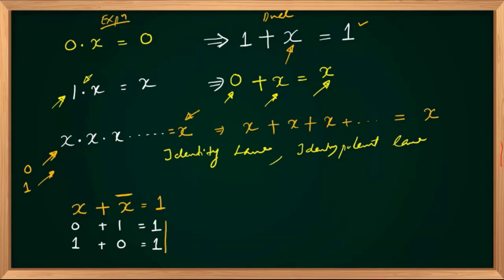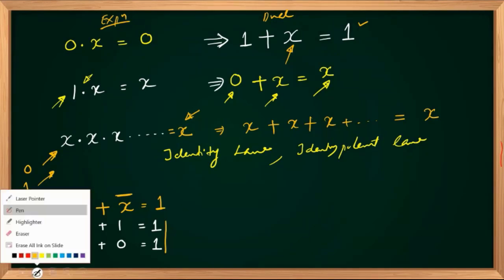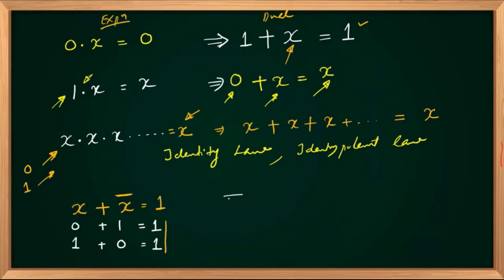Similar to this, if you take the dual expression of x plus x bar equal to 1: the dual of x is x itself, the OR sign should be replaced with an AND sign, and x bar will be x bar itself, no change.